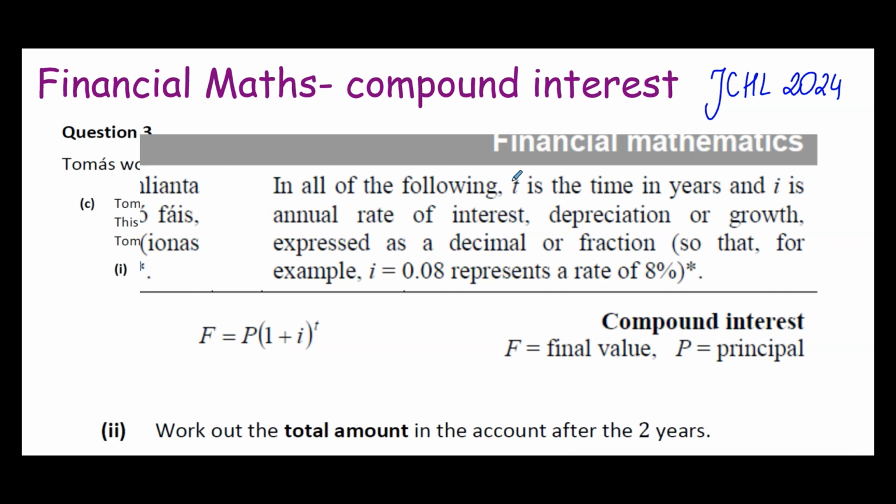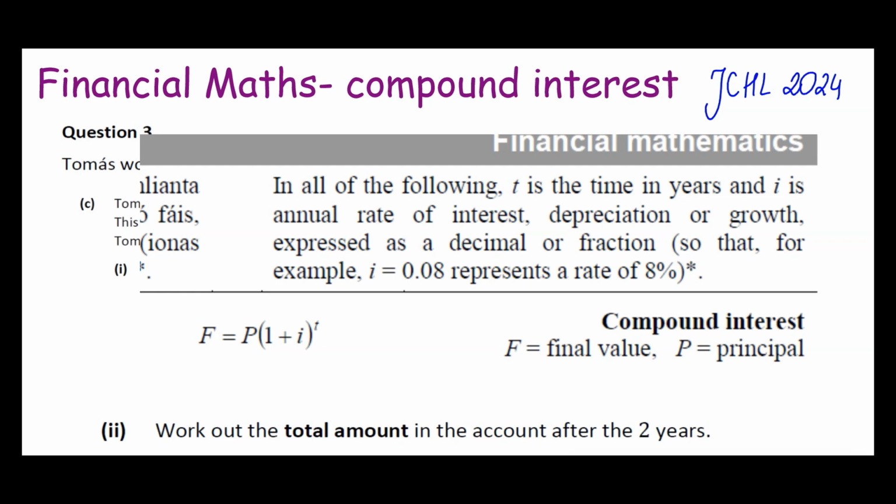In all of the following, that t here is the time in years, and this I here is the annual rate of interest or depreciation or growth. We are only going to be really considering interest expressed as a decimal or fraction. That means that this I has to be expressed as a decimal or fraction. And here they're giving you an explanation, saying that, for example, when I is 0.08, that represents a rate of 8%.